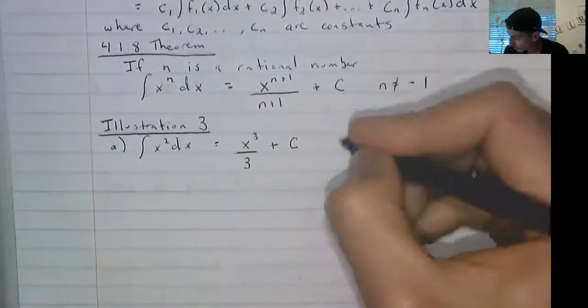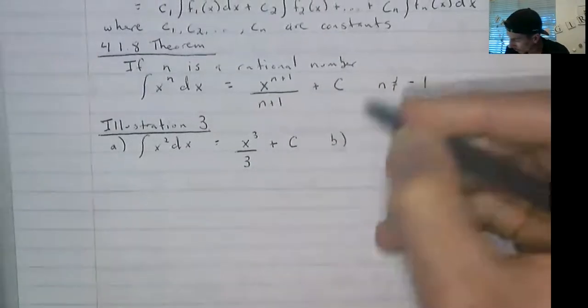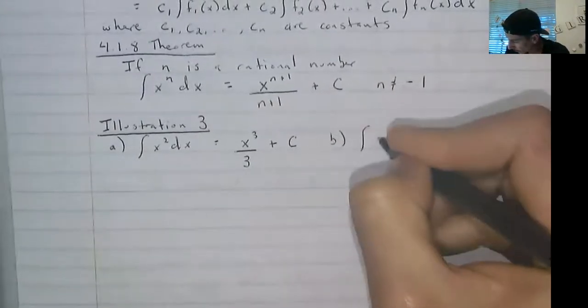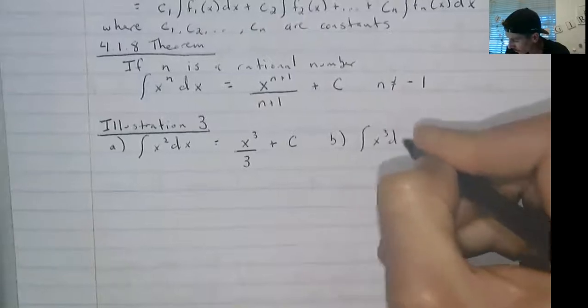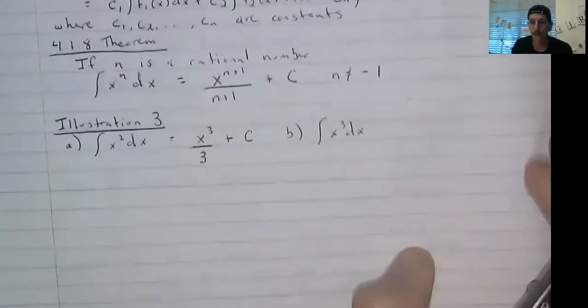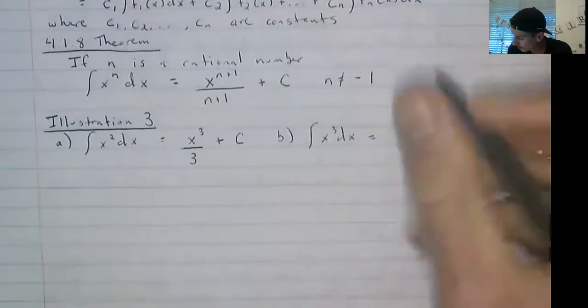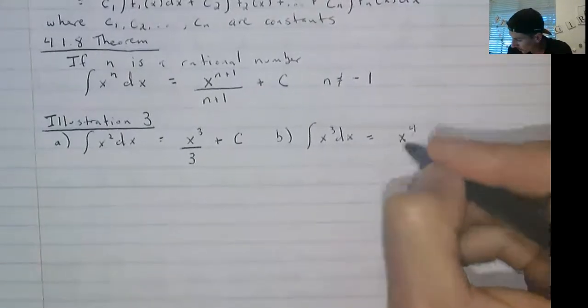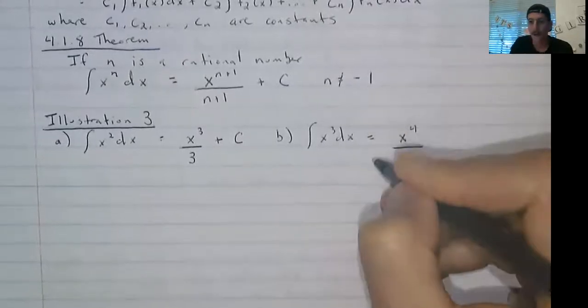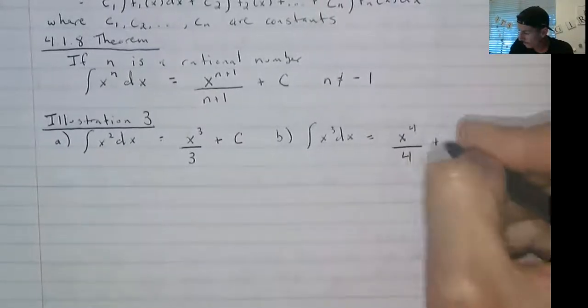Okay, so maybe if you want, pause now and do this next one on your own. The integral of x cubed dx. What is the antiderivative there? Same thing, same idea. Increase that exponent, then account for that coefficient. Let's see.